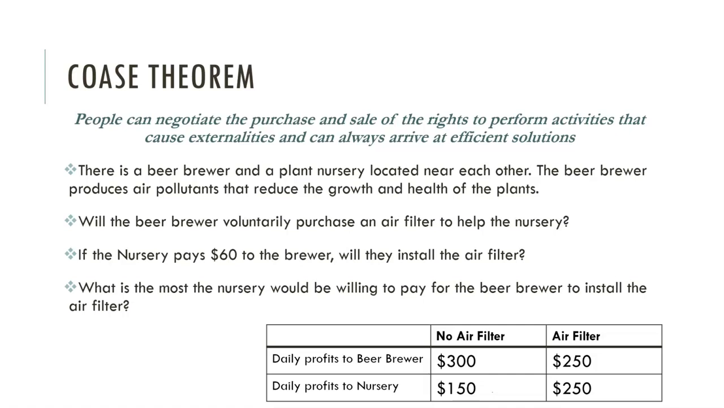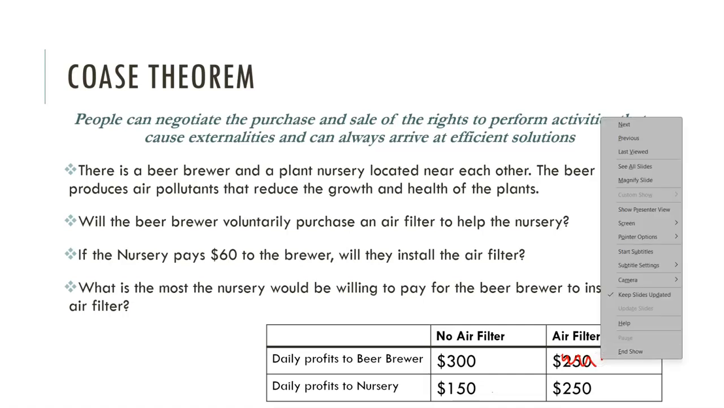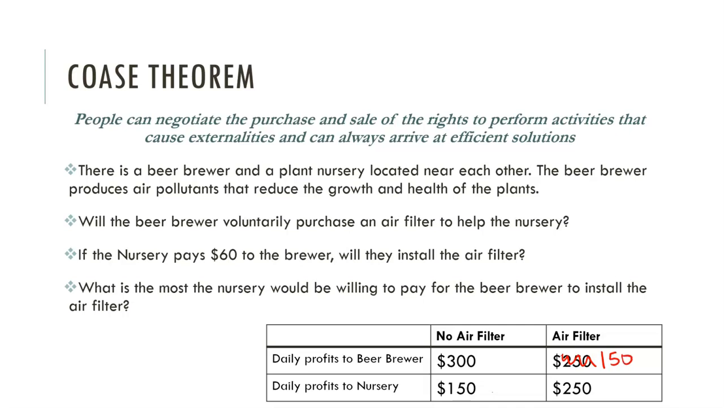profits. So let's say for some reason, with the air filter, this one drops to 150, and the nursery's profit only went up to 250. Now the no air filter situation would be our social optimum because it produces $450 versus 400. In this case, our efficient solution is going to be no air filter, and there's not going to be any way to make both people better off to get to this air filter situation. So we also have to think about where those profits are, what's the cost of reducing pollution, and who owns the property rights.